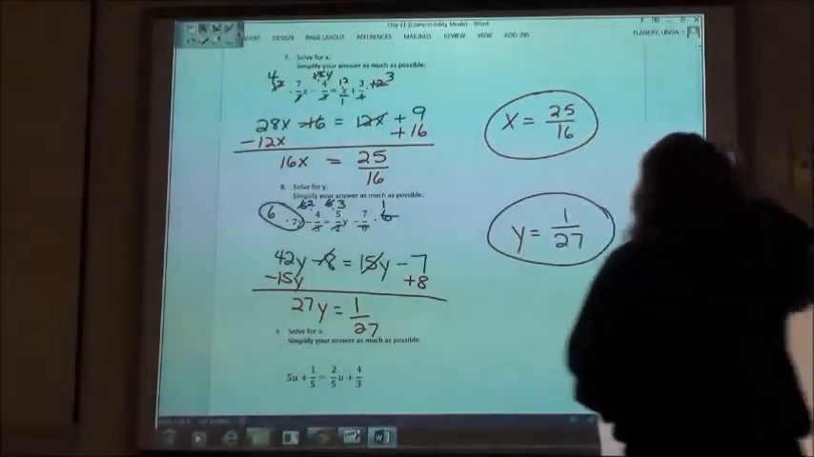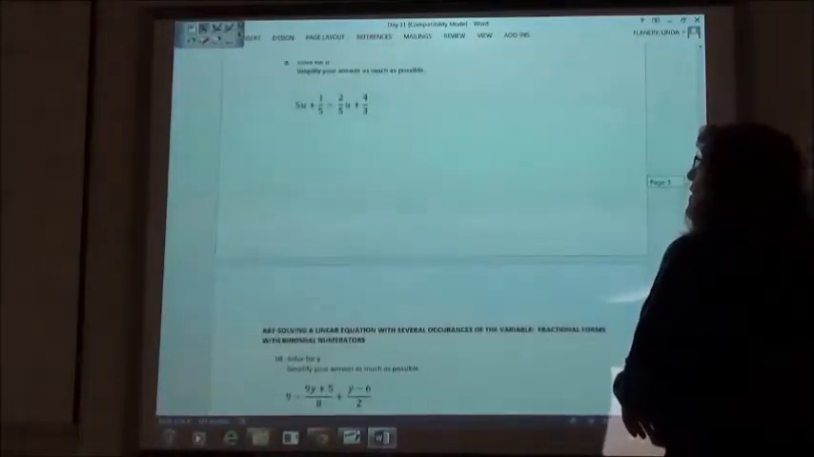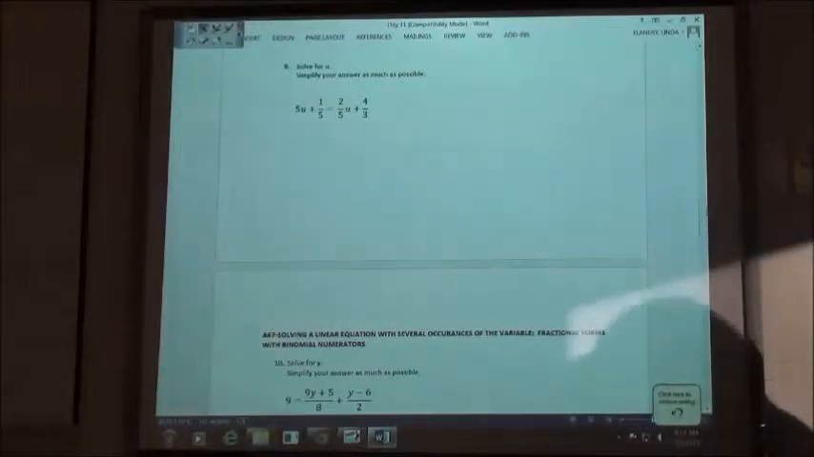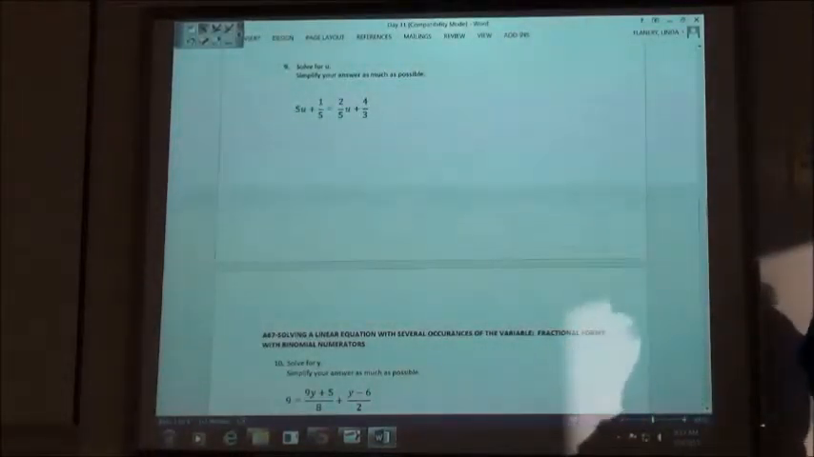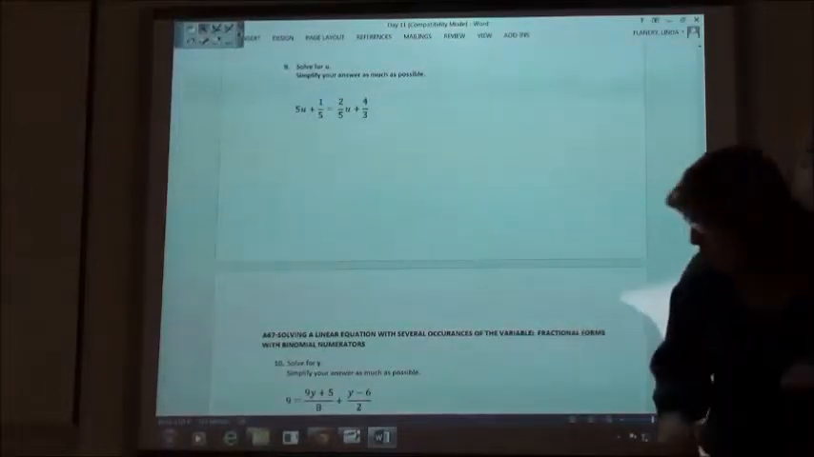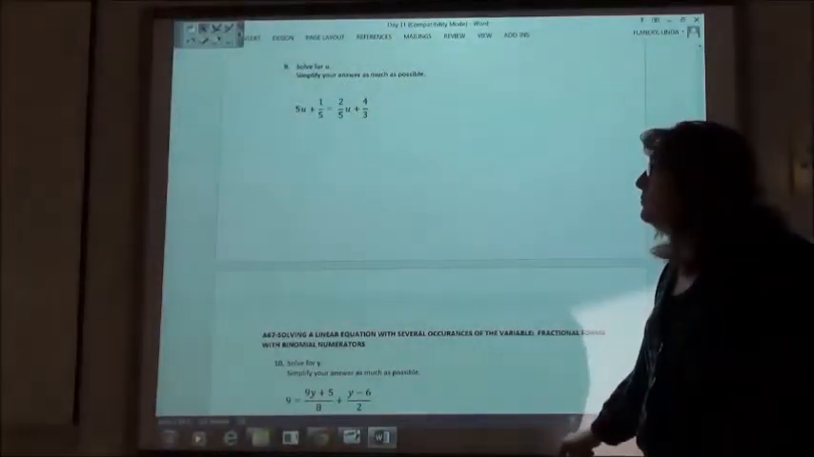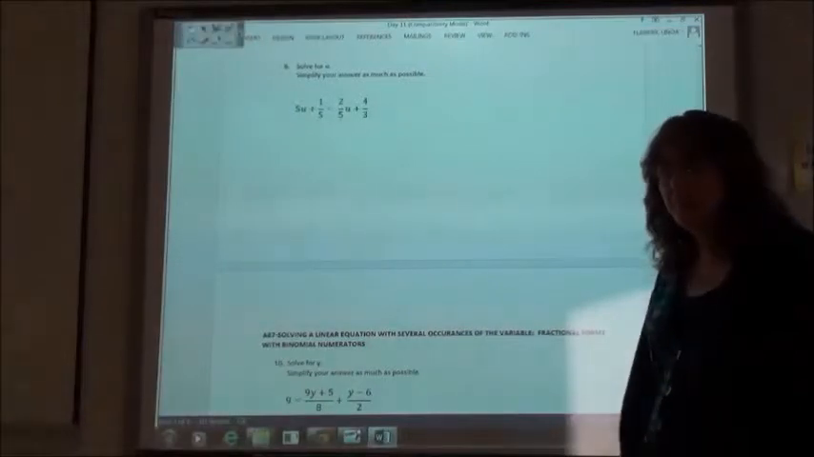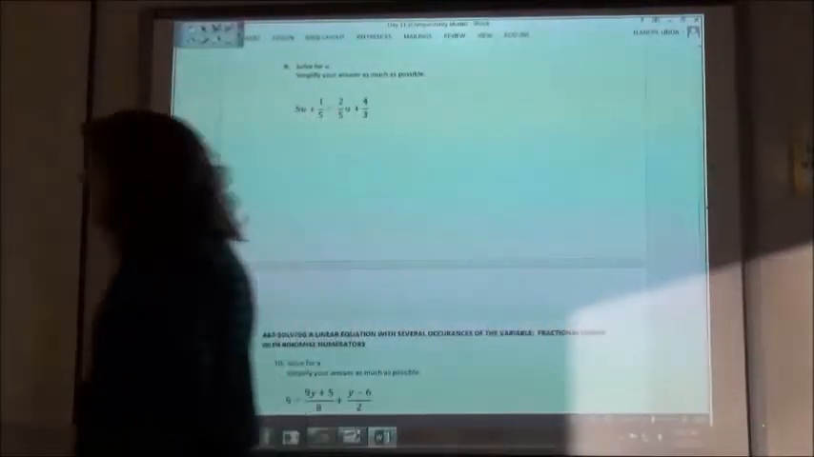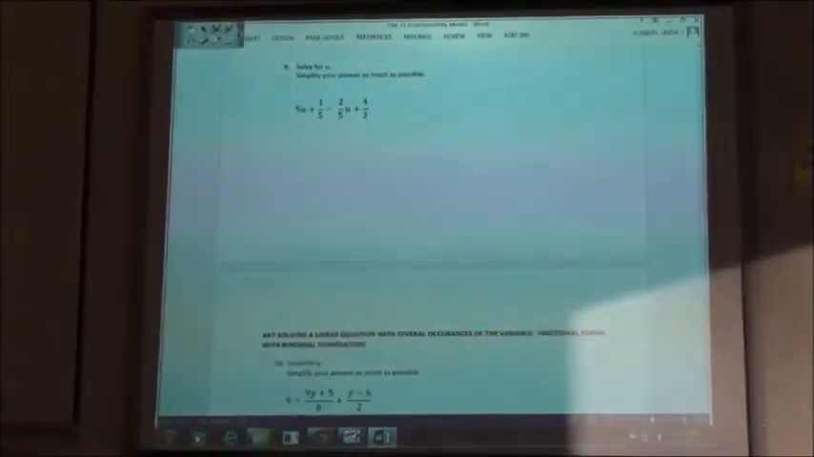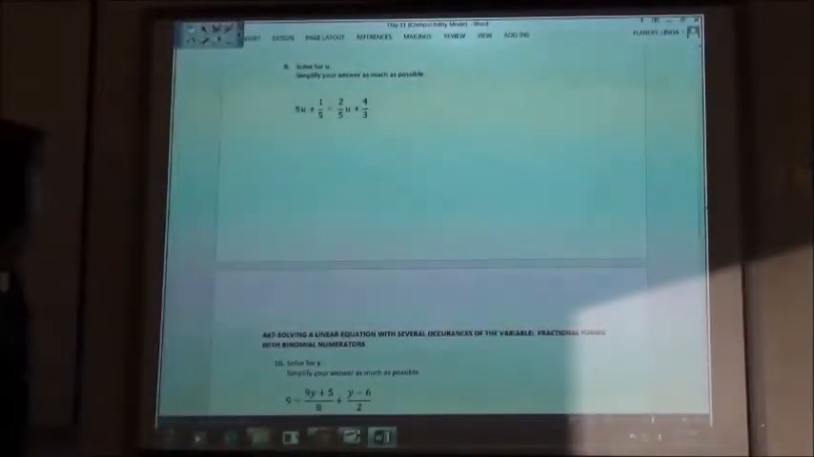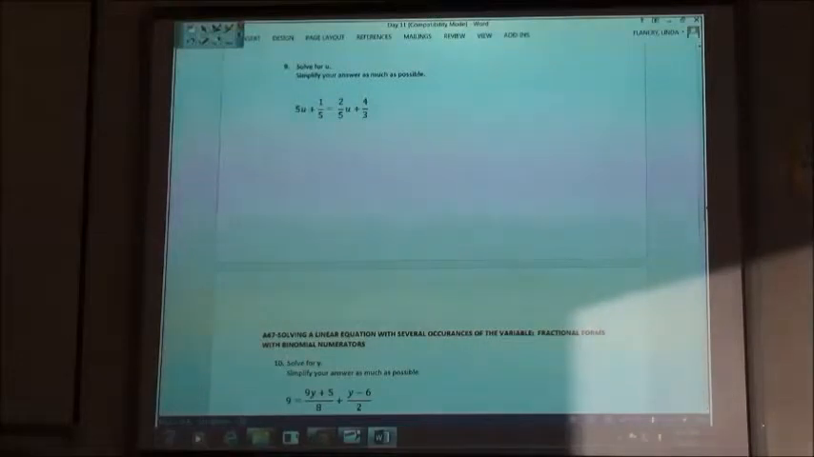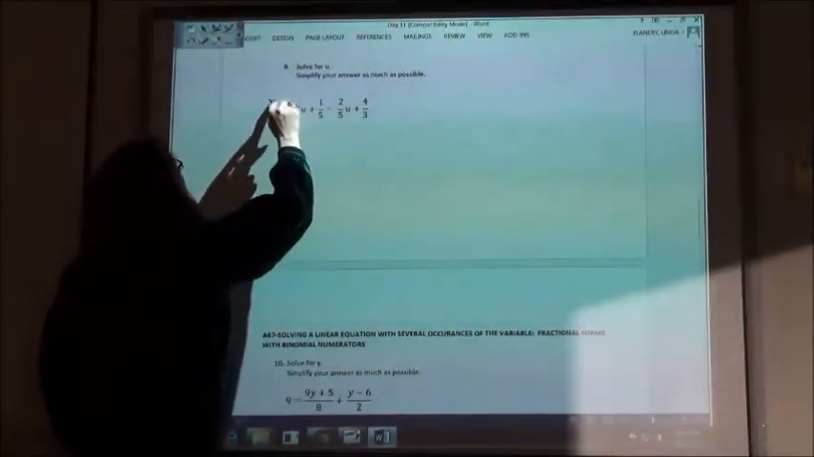All right, so if you look at number 9, what are you going to multiply all those by? 15, because I've got that 3 hiding there on the end. So times 15, yep.